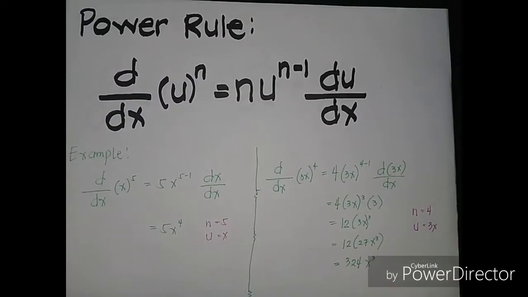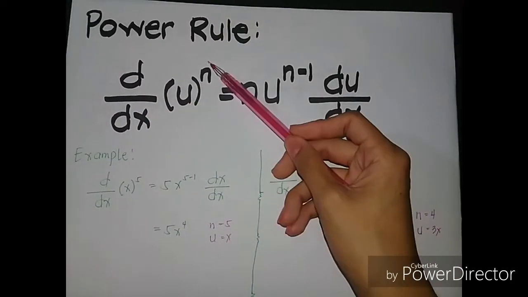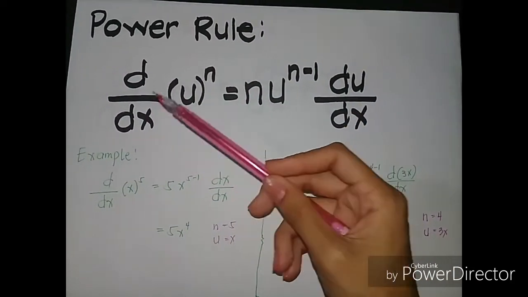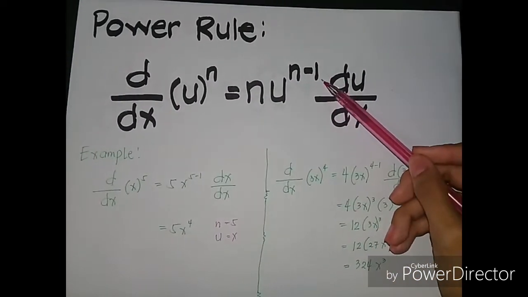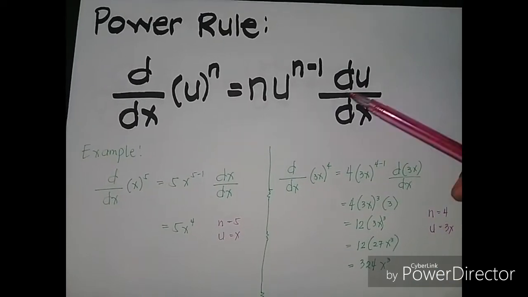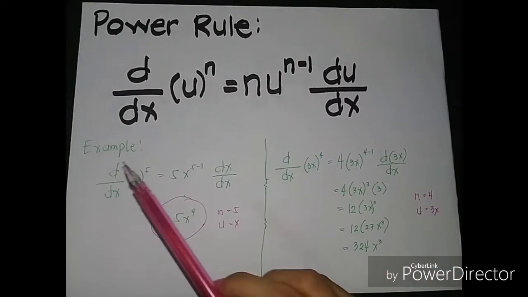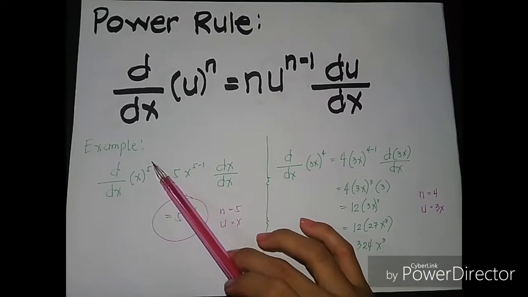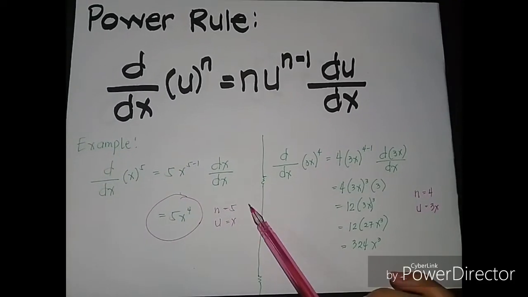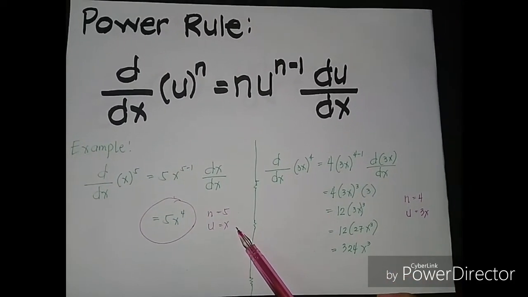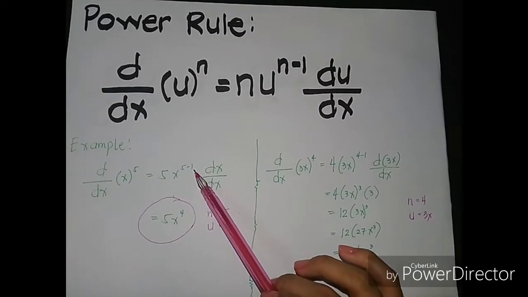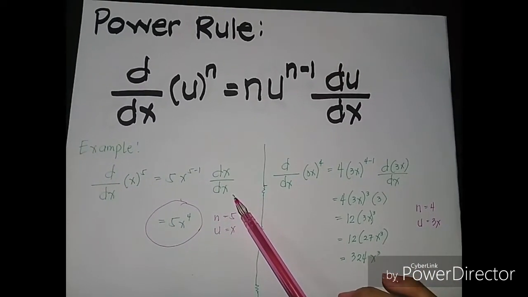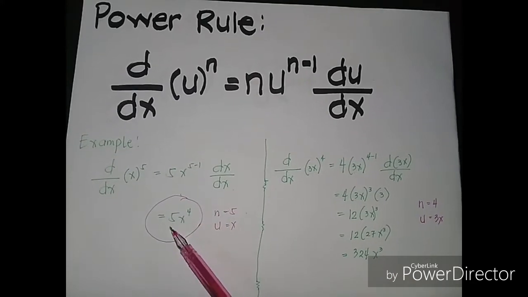For the power rule, we have the derivative of u raised to n over derivative of x equals n times u raised to n minus 1 times derivative of u over derivative of x. For example, we have derivative of x raised to 5 over derivative of x. Your n is 5 and your u is x. Therefore, we have 5x raised to 5 minus 1 times derivative of x over derivative of x. And that gives us 5x raised to 4.